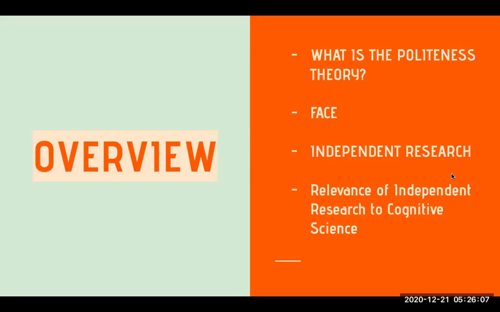Okay, so for the overview of how my presentation is going to look, I'm going to start out with the politeness theory, talking about what it is, and then proceed to the next slide, which is going to talk about the phases of politeness theory, which include the negative face and then the positive face. We'll get into more detail about what each face is. After that, I'll be talking about the independent research that I did on 3 separate articles, which were connected to the politeness theory and its different faces. After that, I'll be talking about the relevance of independent research to cognitive science.